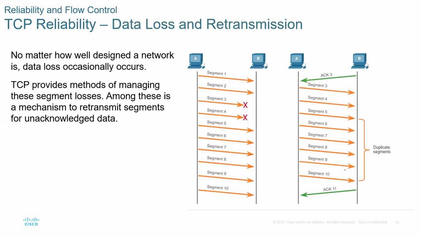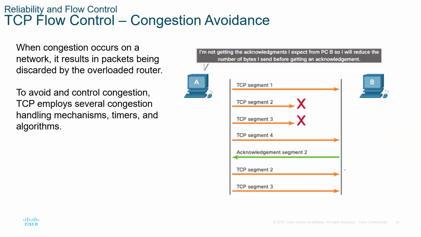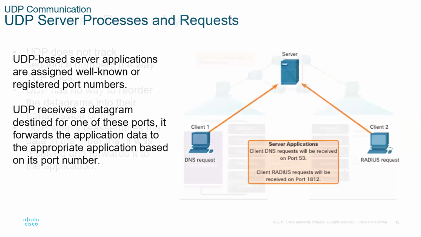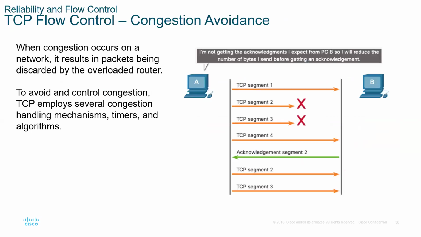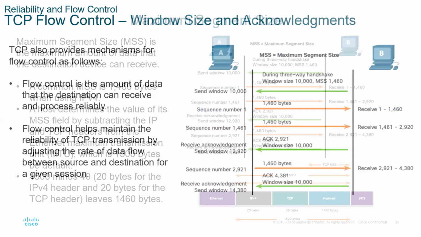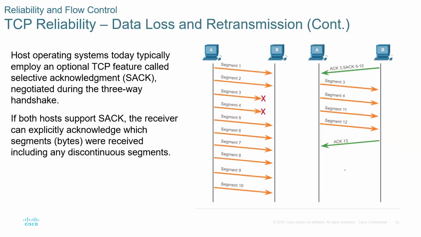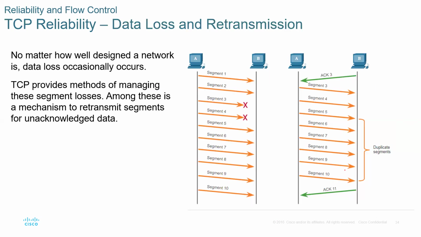Right, TCP reliability, data loss, and retransmission. No matter how well designed your network is, data loss occasionally occurs. TCP provides methods of managing these segment losses. Among these is a mechanism to retransmit segments for unacknowledged data.